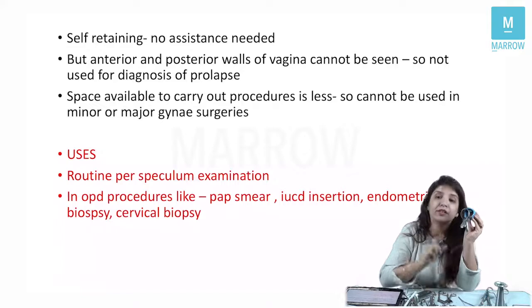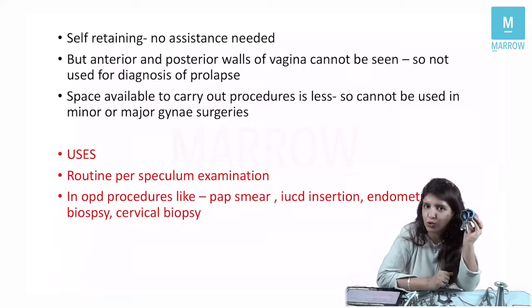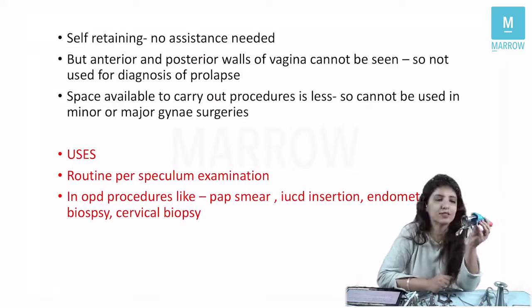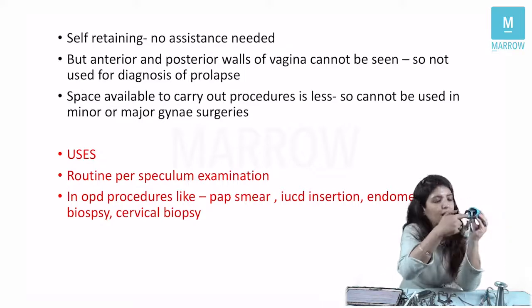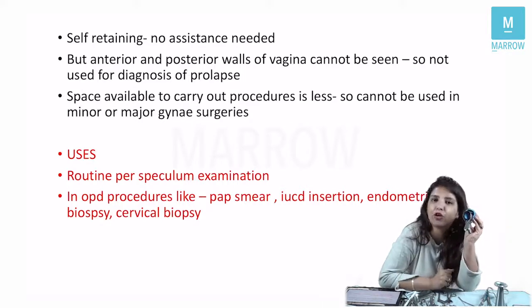The advantage of Cusco's speculum is that it is self-retaining. So it can be used for examining the cervix in OPDs, and it can also be used for minor OPD procedures like if you want to insert an IUCD, remove an IUCD, do an endometrial biopsy, or a pap smear. But there are two problems with Cusco's also. One problem with Cusco's is that the anterior wall of the vagina and the posterior wall of the vagina cannot be seen.